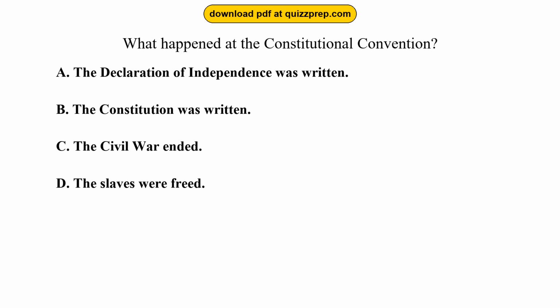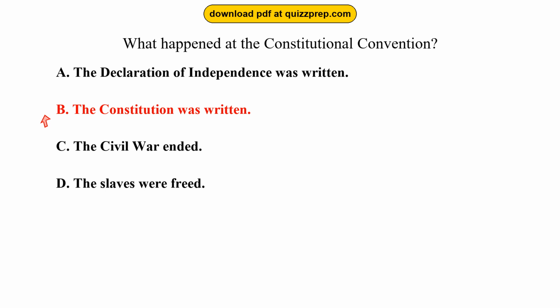Question 1. What happened at the Constitutional Convention? Option A. The Declaration of Independence was written. Option B. The Constitution was written. Option C. The Civil War ended. Option D. The slaves were freed. The correct answer is option B.